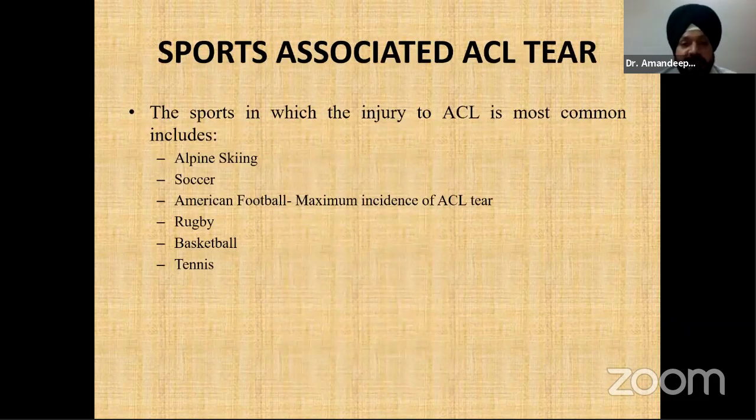Now, there are certain sports which are associated with ACL tear, where the incidence of injury to the anterior cruciate ligament is high, like alpine skiing, soccer, American football, rugby, basketball, and tennis. In American football, due to the physical contact, the maximum incidence of anterior cruciate ligament injury occurs.